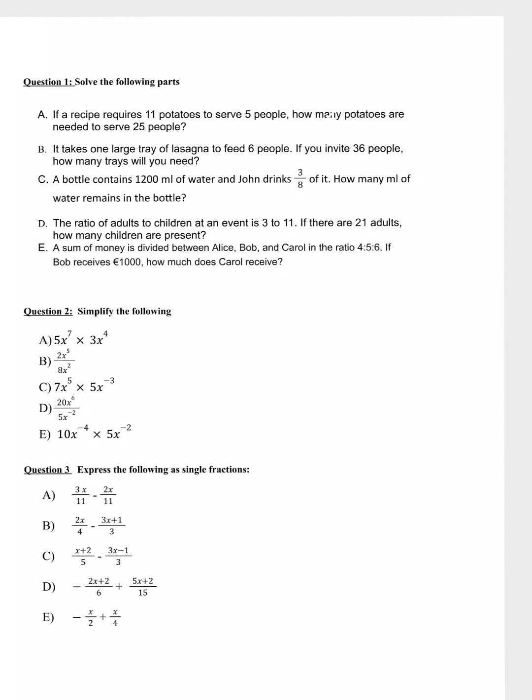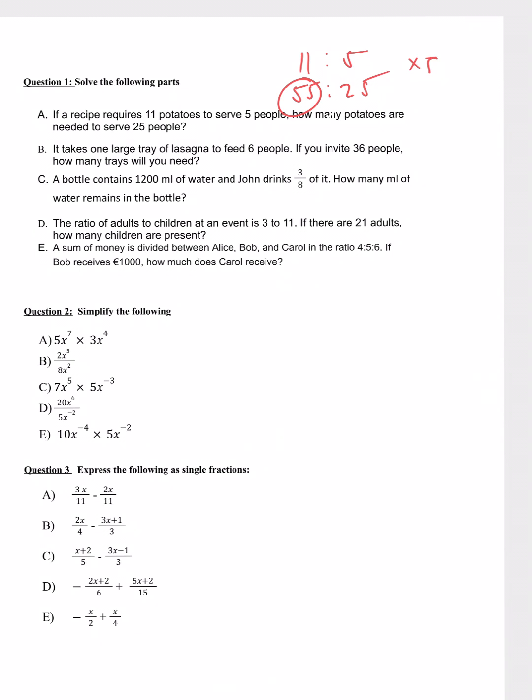Here is one more set of sample questions for the test this week, and I'm going to take you through the solutions here. So the first one, if a recipe requires 11 potatoes to serve 5 people, how many are needed to serve 25? So the ratio of potatoes to people is 11 to 5. 11 potatoes for 5 people. If we have 25 people, that is times 5. And so to keep the same ratio, multiply both sides times 5 and 55. So your answer is 55 potatoes.